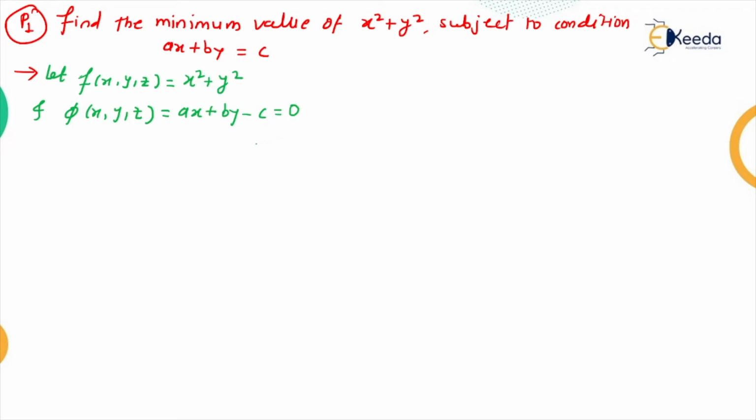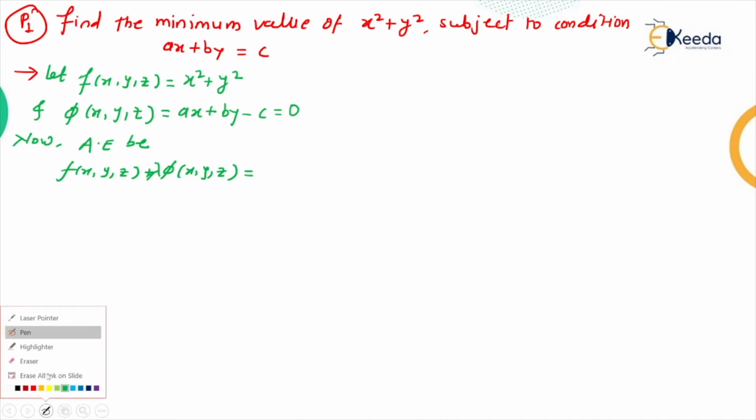After that you have to write the auxiliary equation. The auxiliary equation will be F equals f of x, y, z plus lambda into phi of x, y, z, where lambda was missing earlier, so this is lambda into phi.